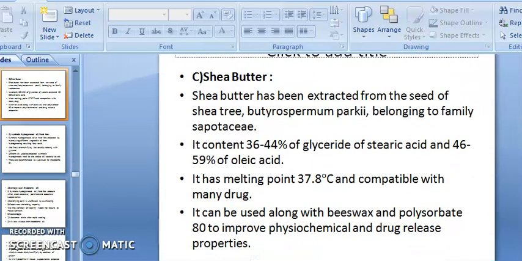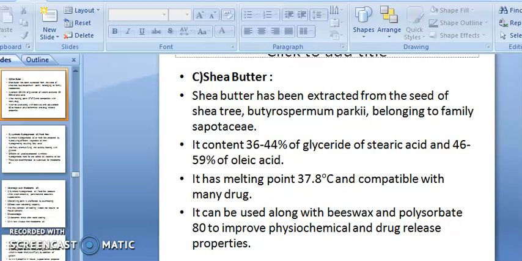The third oleaginous base is shea butter. Shea butter is extracted from the seeds of the shea tree, Butyrospermum parkii, belonging to the family Sapotaceae. This is the biological source of shea butter. The extraction process is followed, and you get shea butter.